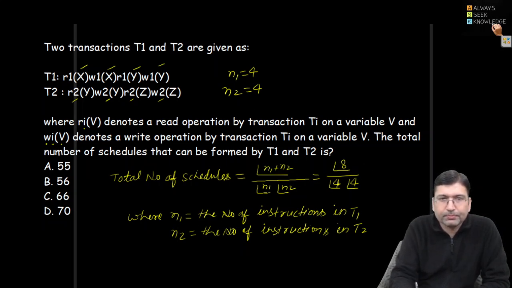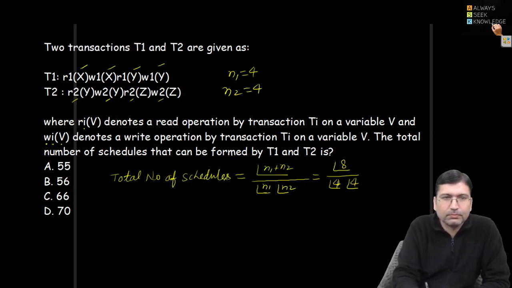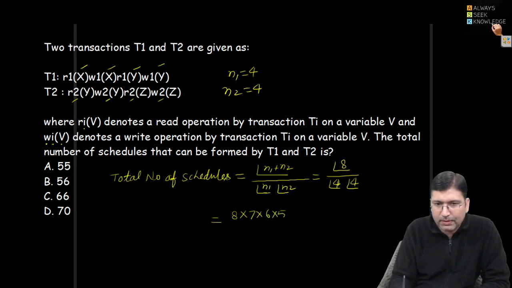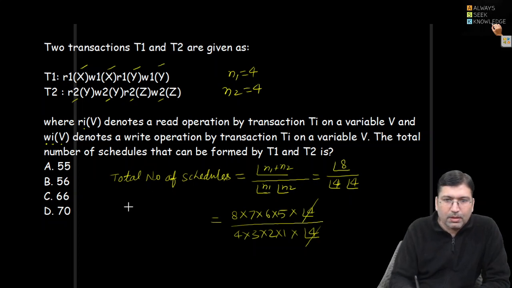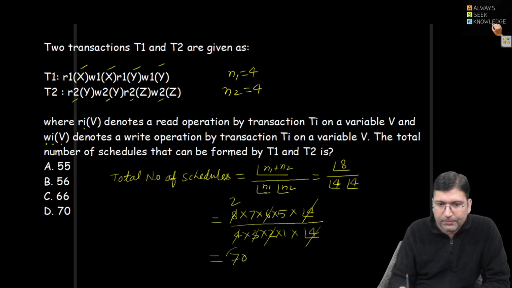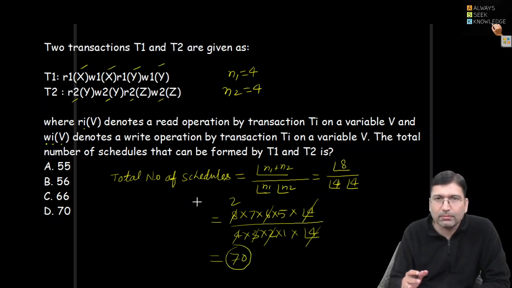Now when you solve this, you will get: 8 into 7 into 6 into 5, then factorial 4, which you can write as 4, 3, 2, 1, and then factorial 4. You can cancel it out and solve this like this. So you find 7 fives are 35, times 2, that is 70. So the total number of schedules, right?